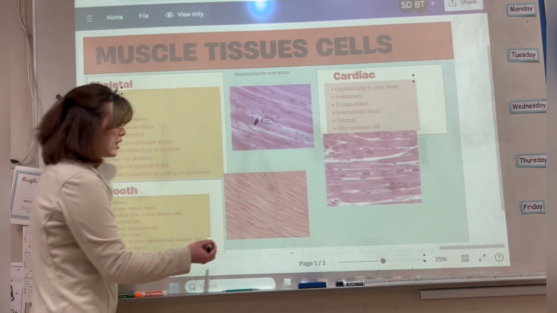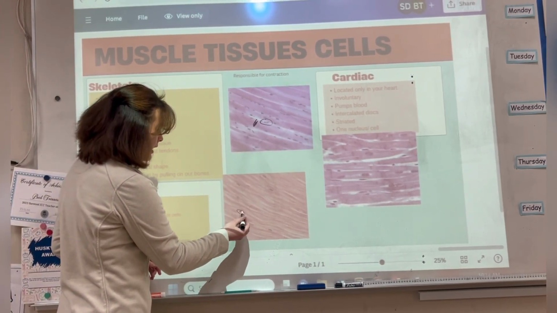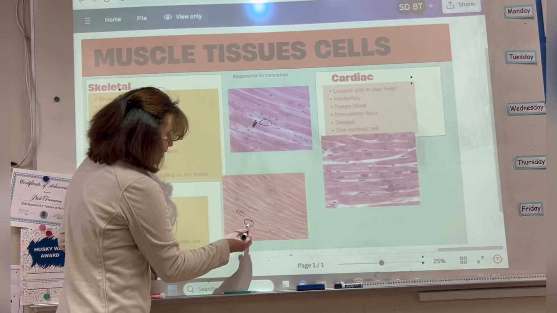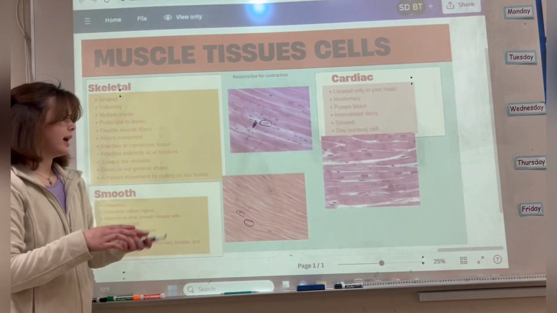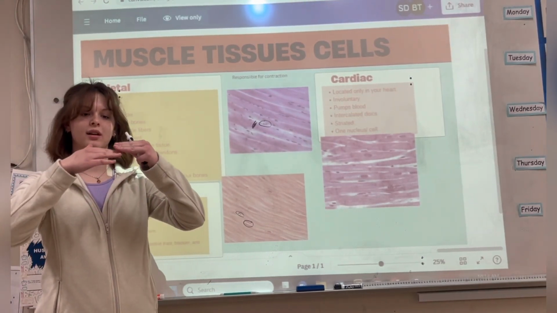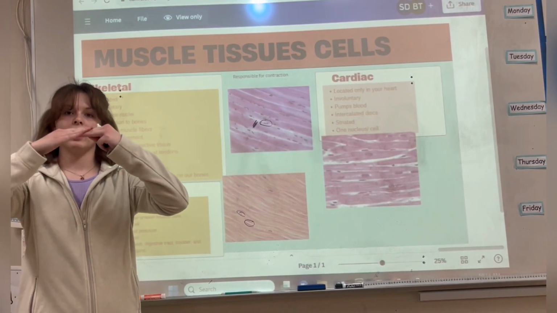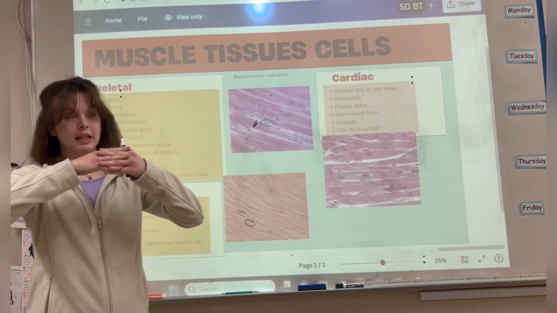You can see that there are no striations and that there is only one nucleus per cell, and that is very densely compact. This is because the layers are just right on top of each other, really connecting.